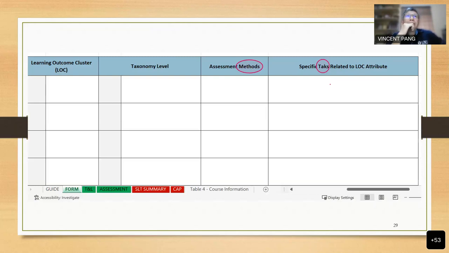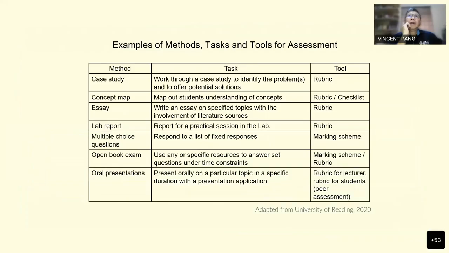Designing and developing, basically, in your table four, they are under these two, this slide or this worksheet, assessment method and task. I want to highlight the differences between method and task. This is an example given by University of Reading. Differentiating methods, tasks, and tools.